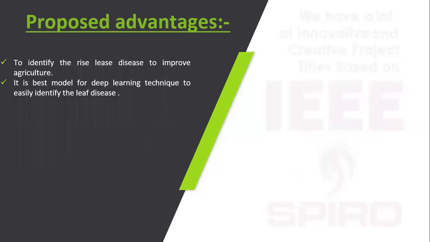Proposed advantages. To identify the rice leaf disease and to improve agriculture. This is the best deep learning model for rice leaf disease classification.